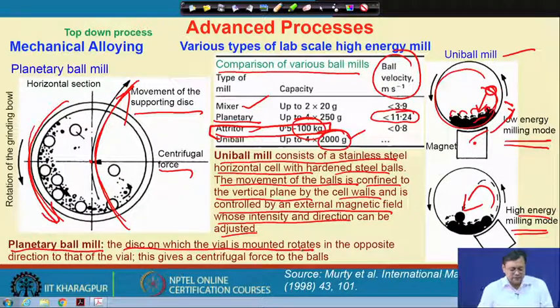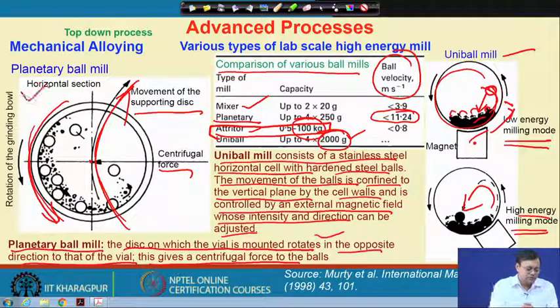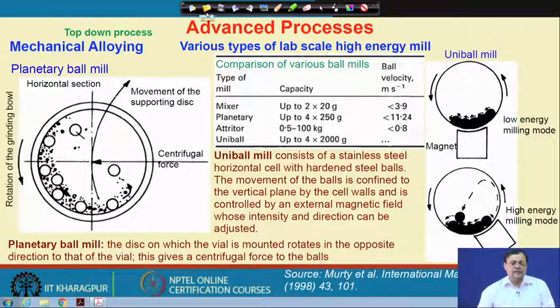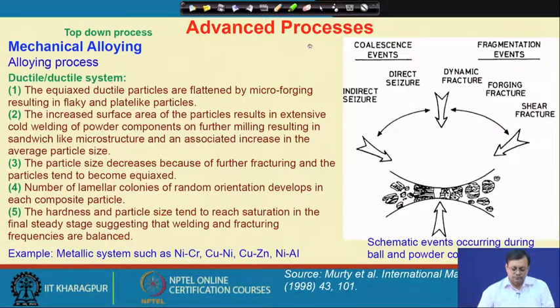On the other hand, the disc on which the vial is mounted can be rotated in the opposite direction, so that the vial gives a centrifugal force in the case of a planetary ball mill. So, we have compared various types of mechanical alloying devices, and all of them have their own benefits and advantages depending on the ball velocity and the process parameters you choose in order to alter the energy input into the system.